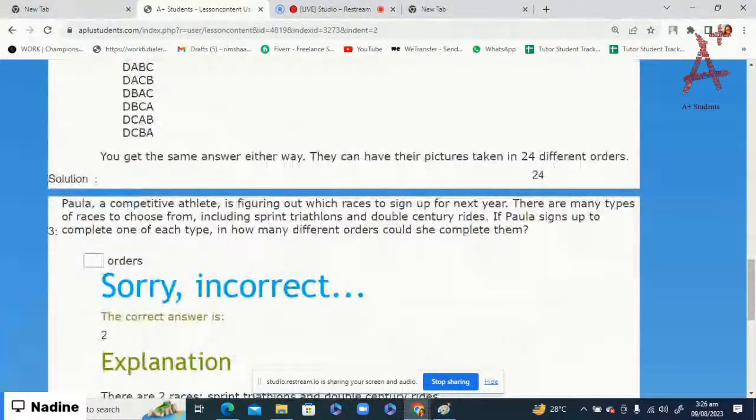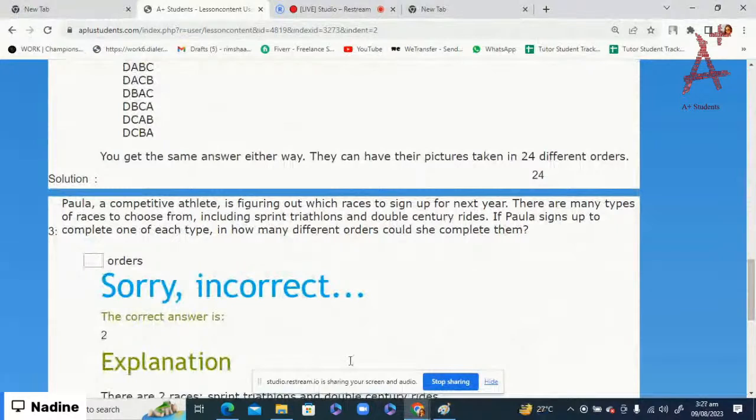Just read the question. A pure competitive athlete is figuring out which races to sign up for next year. There are many types of races to choose from, including sprint, triathlon, and a double century ride. If she signs up to complete one of each type, in how many different orders could she complete them?